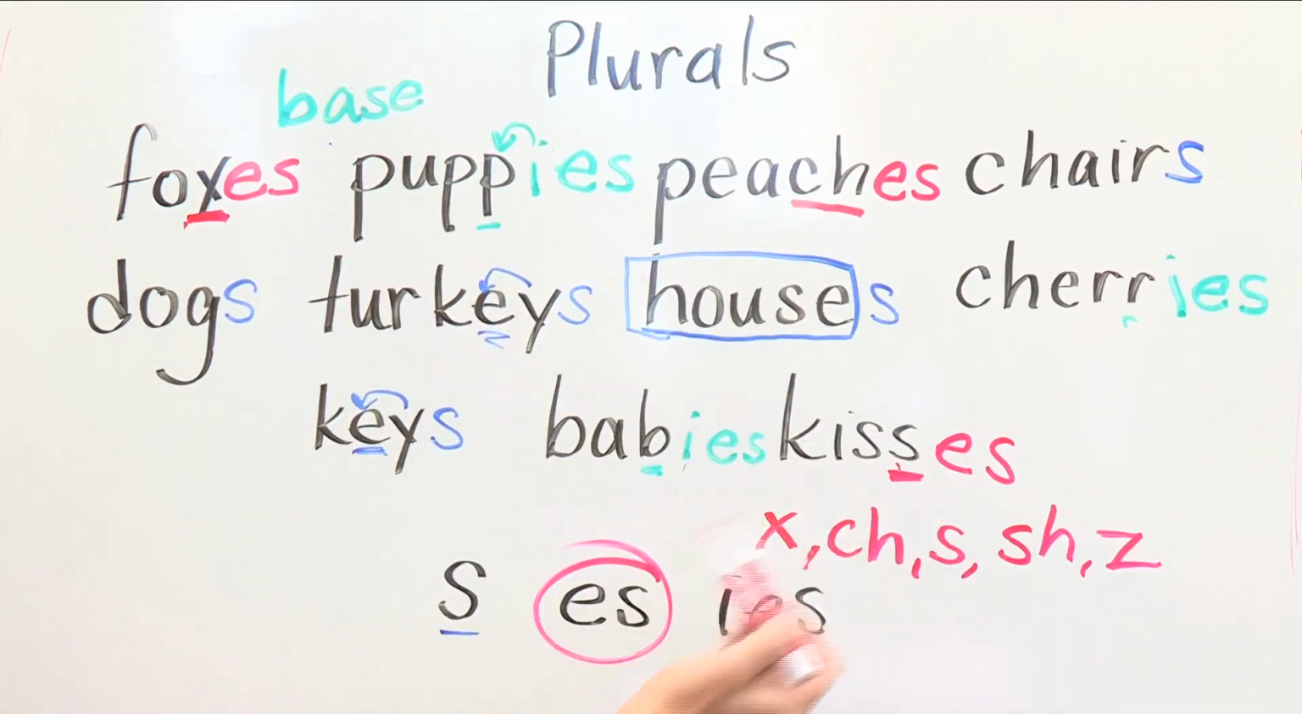And then the Z and X. So box, boxes, peaches, wishes. Those are the rules for plural, and it's very important that students understand all those rules.